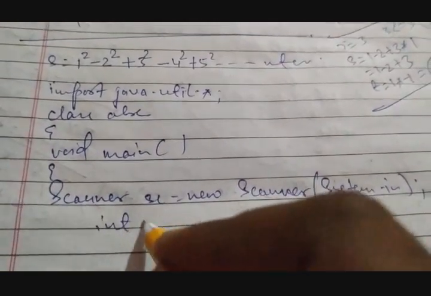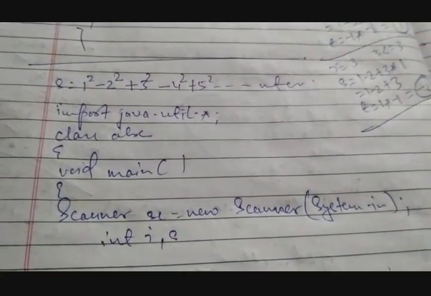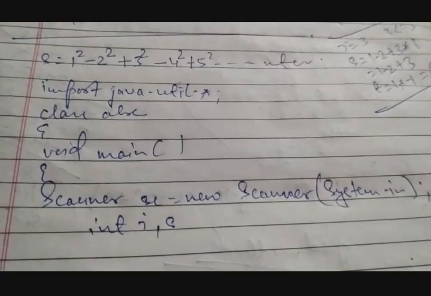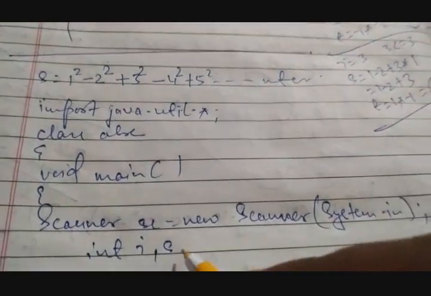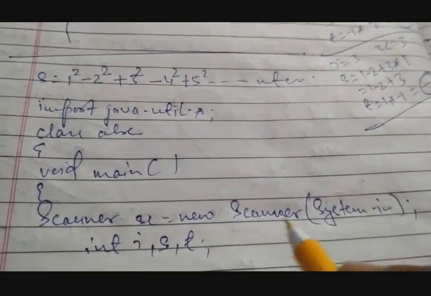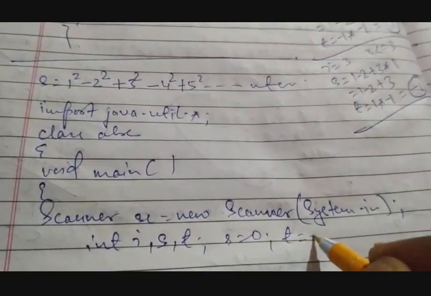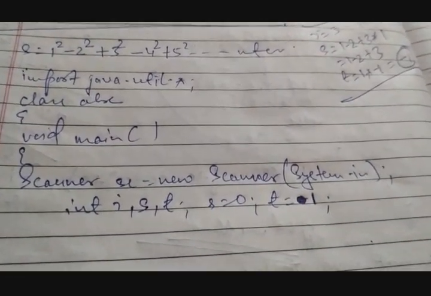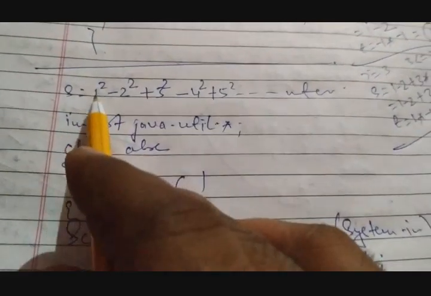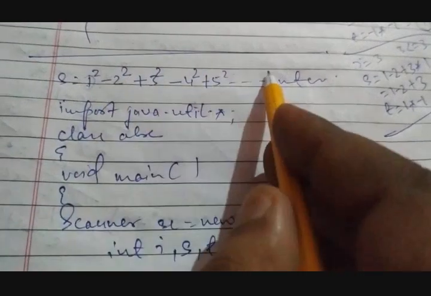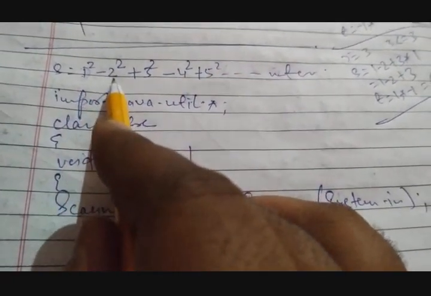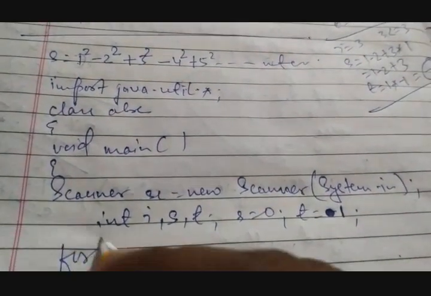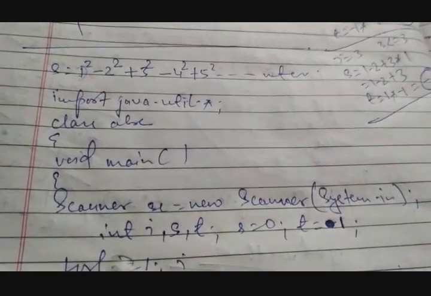We need int i, s, and Math.pow or i into i. I am going to use i into i. So s is there, t is there, s equals 0, t equals 1. Now, the loop starts from 1 and goes up to n, incrementing by 1 each time. So for i equals 1.